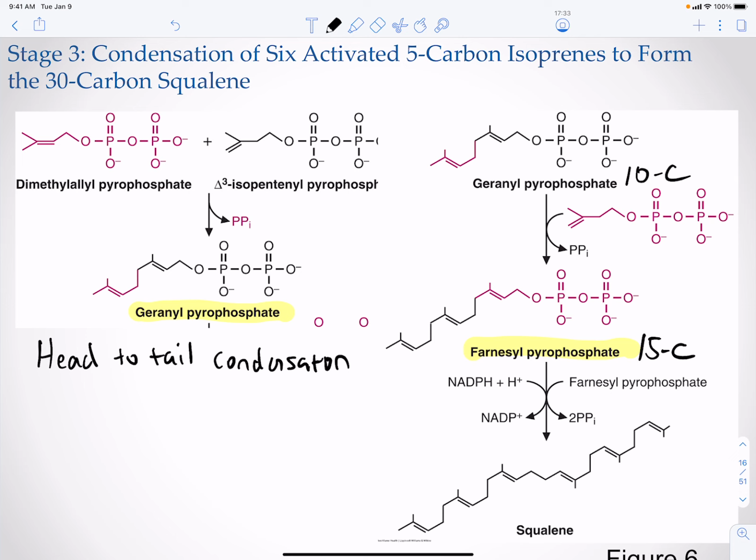Okay, and then 2 molecules of farnesyl pyrophosphate undergo a head-to-head fusion. This head-to-head fusion causes both of the pyrophosphate groups to leave. So this time you leave 2 pyrophosphates, and then you're going to form a squalene.